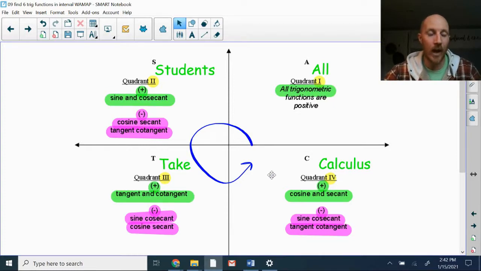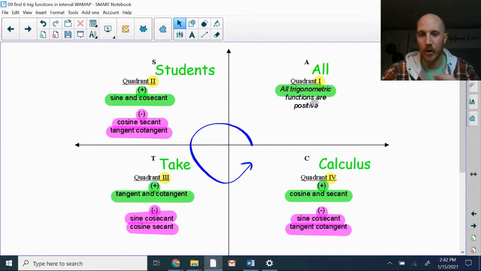So the graphs have quadrants. I'm sure you know that. Quadrant 1, 2, 3, 4, starting from the positive side of the x-axis going around counterclockwise. The first quadrant we come to is quadrant 1. That is the upper right-hand corner, where if we're thinking about coordinates, positive x, positive y. In this quadrant, all trigonometric functions are positive.